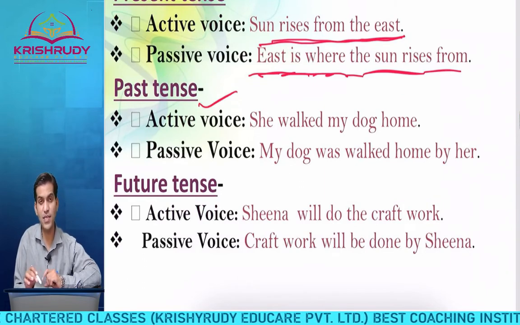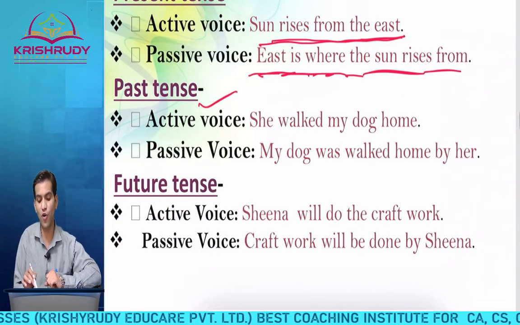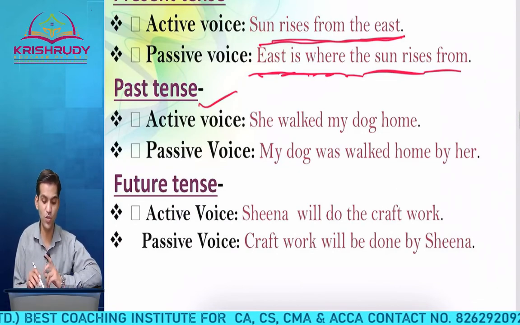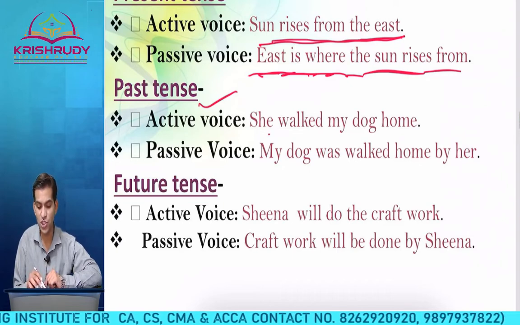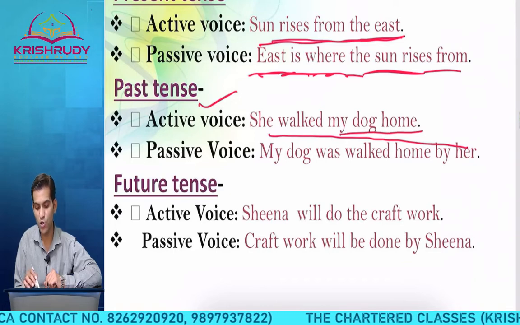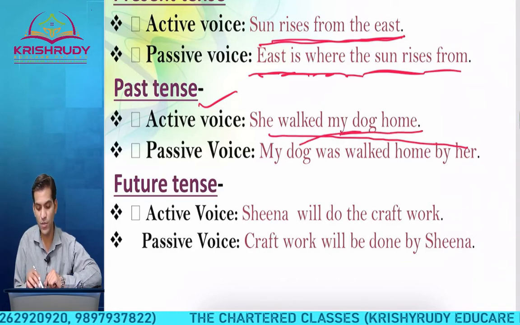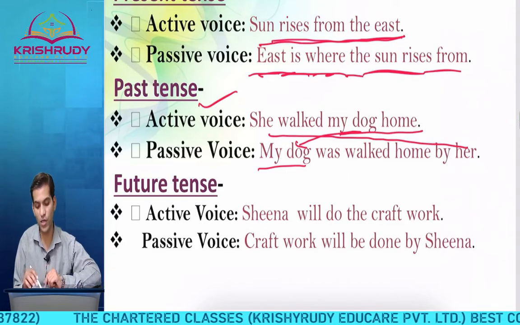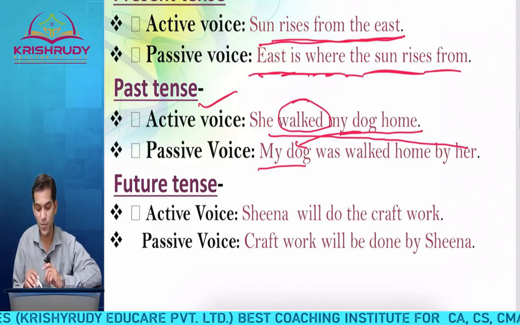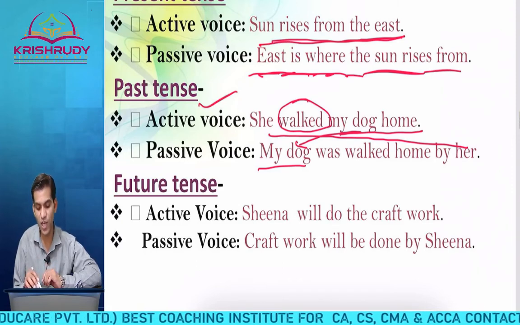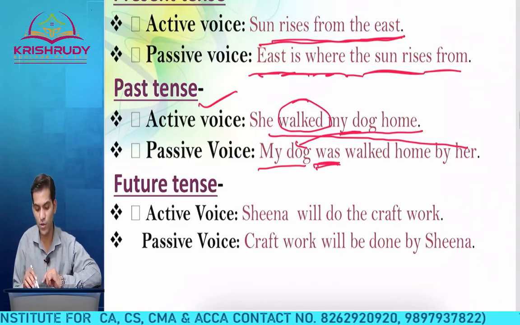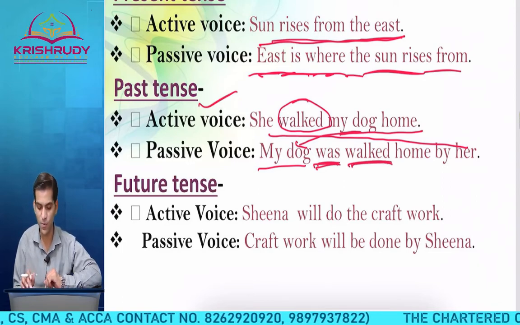Now the past tense you see here. Active sentence: "She walked my dog home." "My dog was walked home by her." This is quite easy here. You can see that "she" became "her," and "dog," which was the object here, became the subject, "my dog," right? And it was the second form of the verb, which means this is simple past, and for simple past we have "was," and with "was" we used the third form of walk, which is "walked."